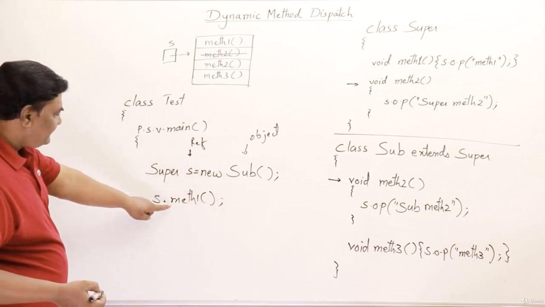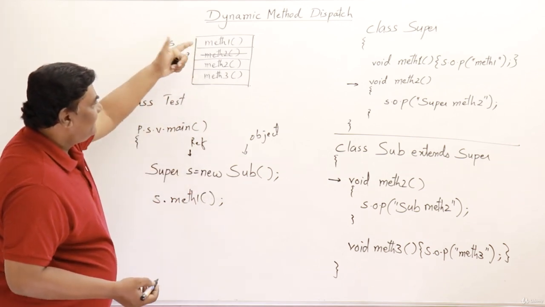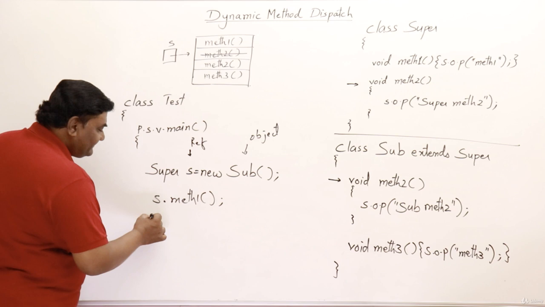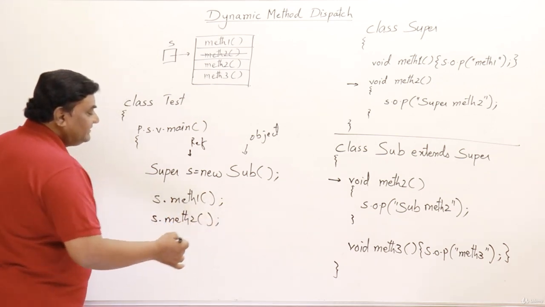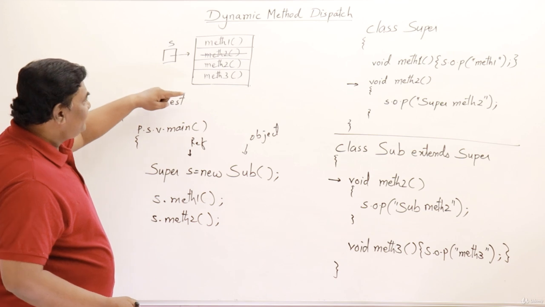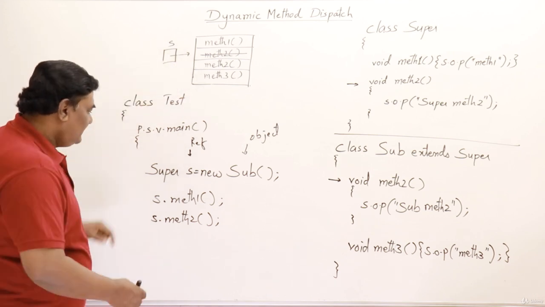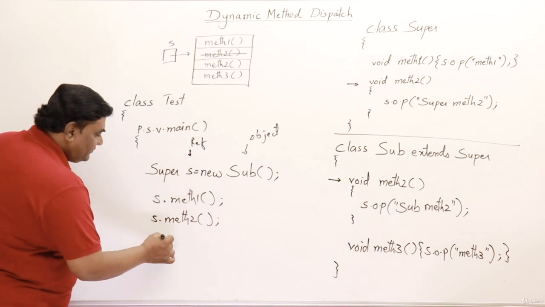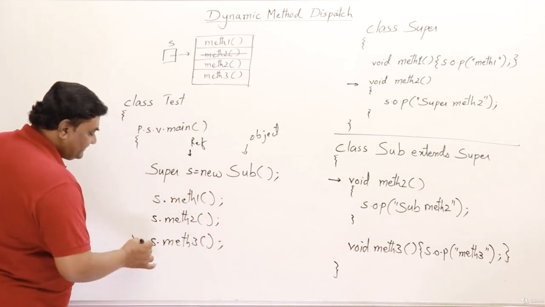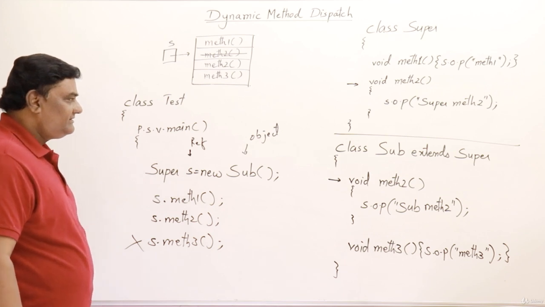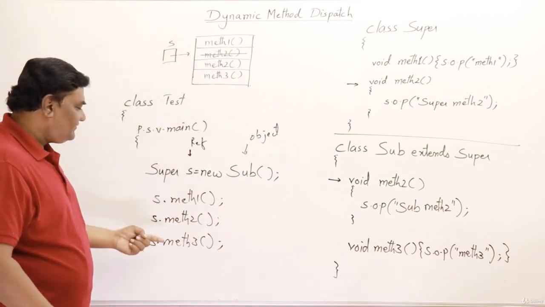Is this method present in this object? Yes, it is there, so I can call it. Can I say s.method2()? Can I call this method? Yes, I can call it, because this method is there in this object. But can I say s.method3()? No, I cannot say this. Is it not there in the object? Yes, it is there in the object, but I cannot call it.